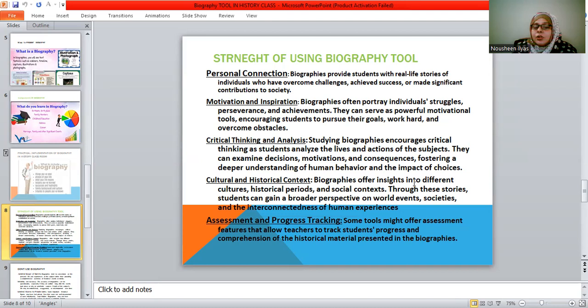It allows teachers to track students' progress and comprehension of historical material presented in the biographies. So not only do we see a research work or book research work, but we can see their own research work as well. We can give them a topic, and we can assess them.